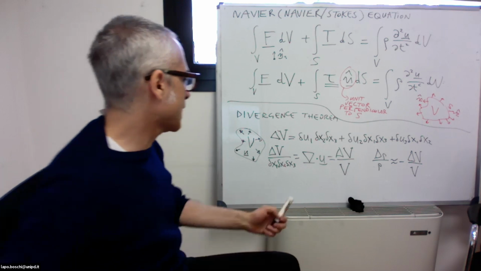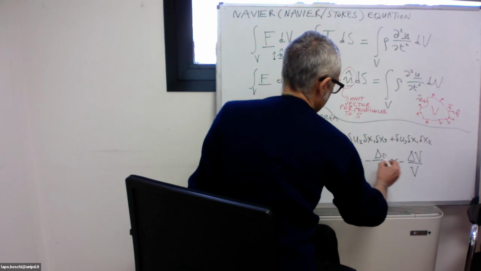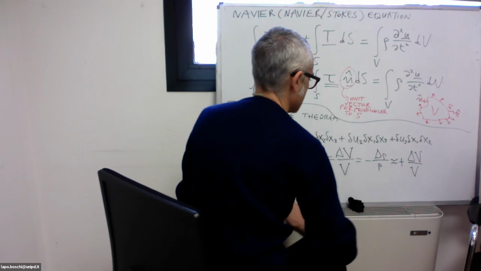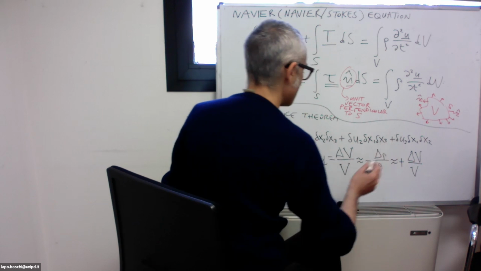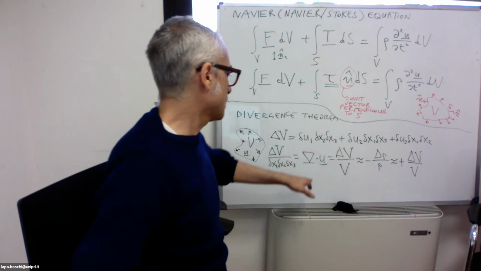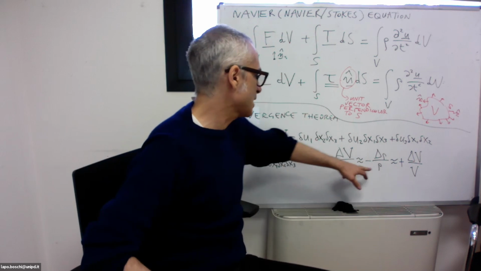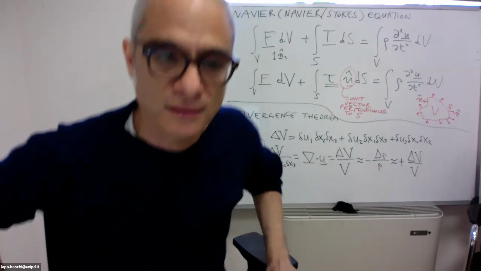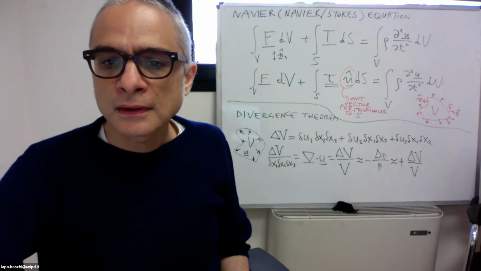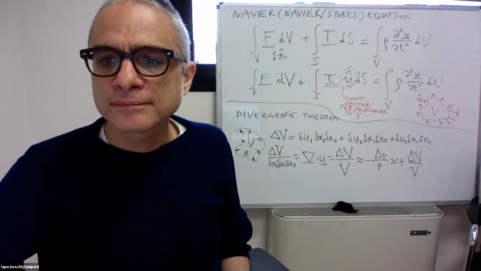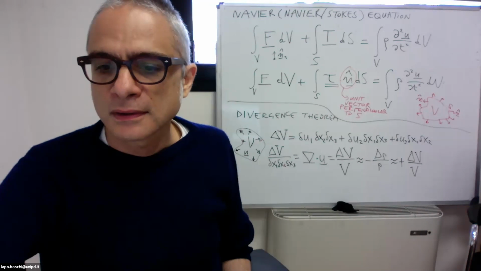Okay, so that means that basically the divergence is also proportional, it's also the same as a relative change in density, except that the sign has to be switched. Okay, so now I show you something interesting, I hope.